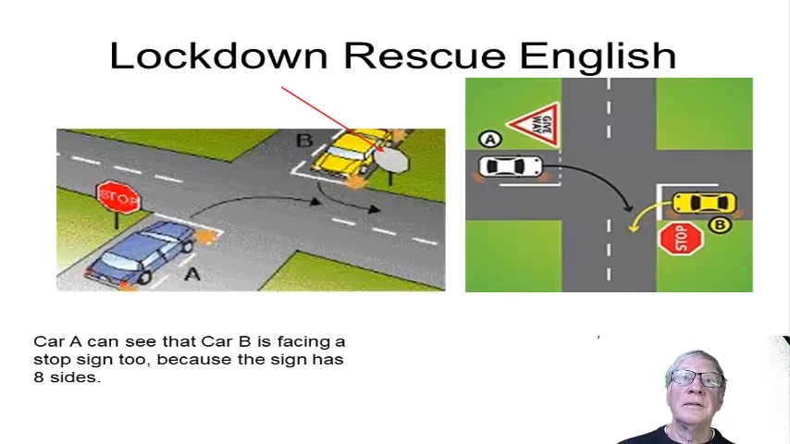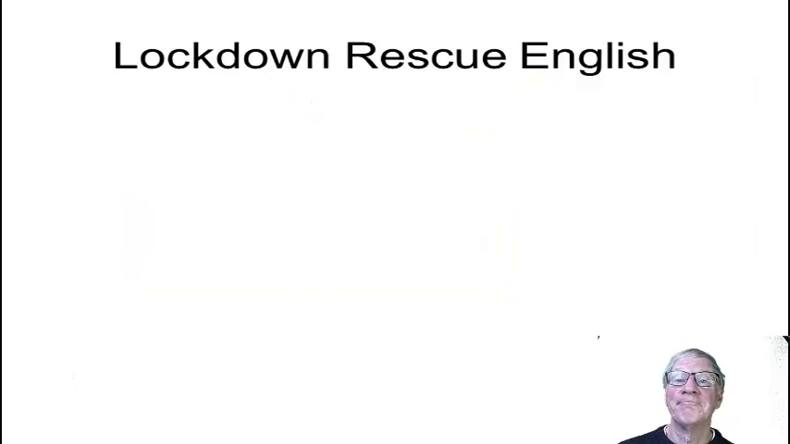And in the second picture, car A can see that car B is facing a stop sign because it has 8 sides, and that's the reason stop signs have 8 sides. So there we have it.